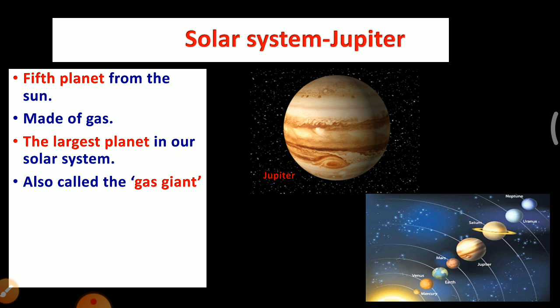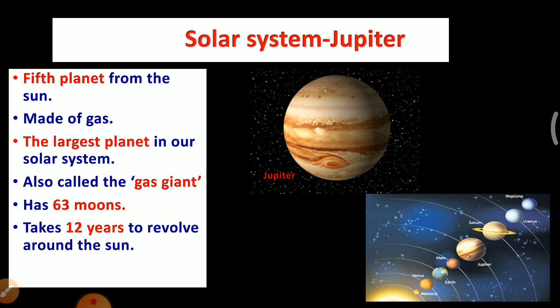And it is also called the gas giant. Why is it called the gas giant? Because it is made up of gas, and also it is the largest planet, so it is called the gas giant. It has 63 moons, not a single moon. Jupiter has 63 moons around it. It takes 12 years to revolve around the Sun.